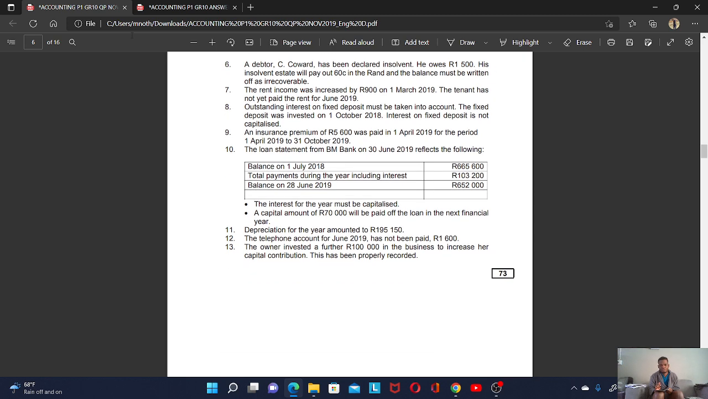Because this one, number 13, the owner invested a further 100,000 in the business to increase equity contribution. This one does not affect the income statement. So we are done with the income statement.